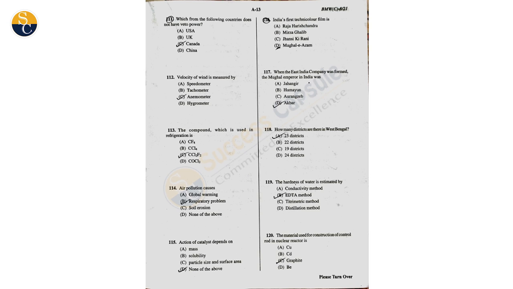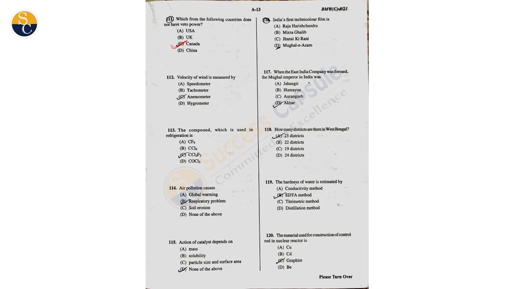Next, which of the following countries does not have veto power? So, as we all know, the United Nations Security Council has a total of 15 members, out of which 5 are permanent members, US, UK, Russia, China and France, and they all have veto powers. And the 10 non-permanent members don't have veto powers. So, answer here will be C, Canada.